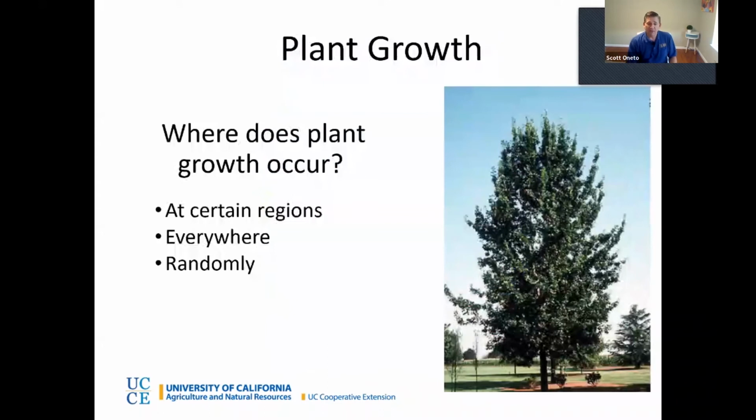So let's talk now a little bit more at a larger plant scale about plant growth, and where plant growth actually occurs. Is it occurring at certain regions in the plant, or is it just occurring everywhere? We've got this big old tree here and it's growing. It's making new leaves, it's flowering, it's making new branches, and it potentially is making fruits. So all of this is happening continuously. Let's talk about where that plant growth is actually occurring.